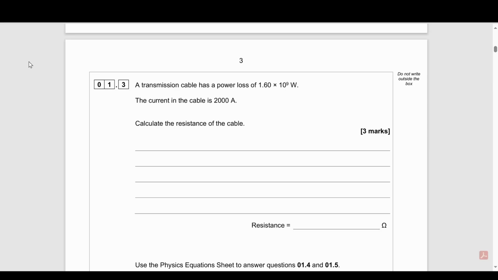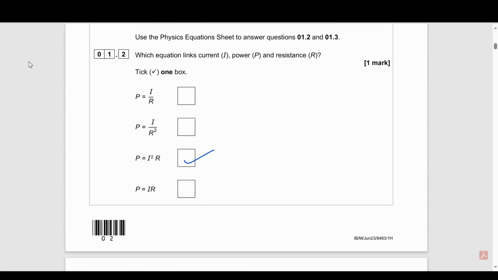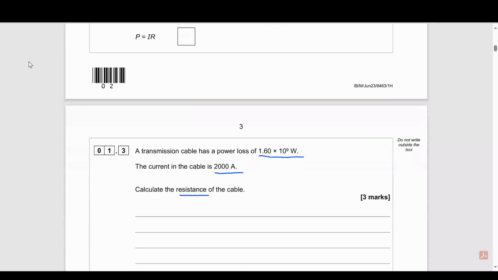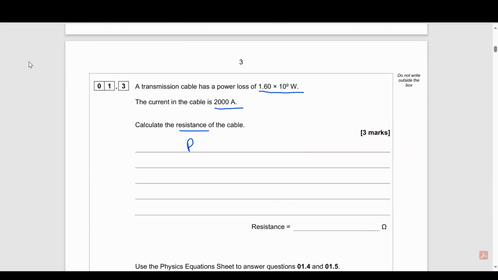1.3. A transmission cable has a power loss of 1.60 times 10 to the power 9 watts. The current in the cable is 2000 amps. Calculate the resistance of the cable. So we're using the equation that we've just identified above. So power equals current squared multiplied by R, resistance.